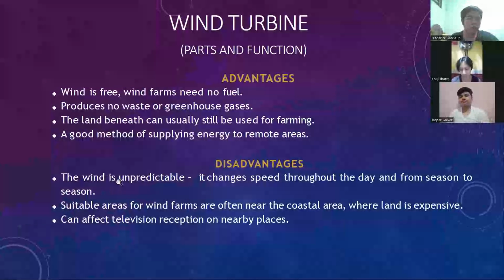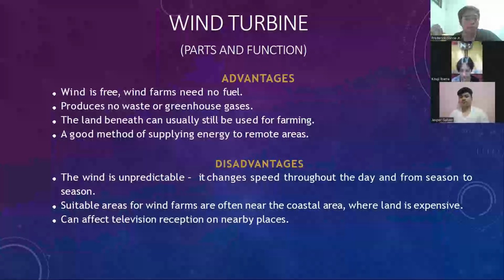Now, as with solar energy, the wind is unpredictable. It doesn't stay at a specific velocity throughout the day. It changes from day to day, from season to season. It can be very fast right now, and just a minute later, it could be very slow. The wind is generally just very unpredictable. That's why we designed various methods to ensure that the losses from the unpredictability of the wind are mitigated. Now, as we mentioned before, the suitable areas for wind farms are near coastal areas.